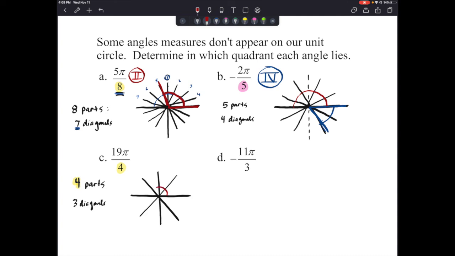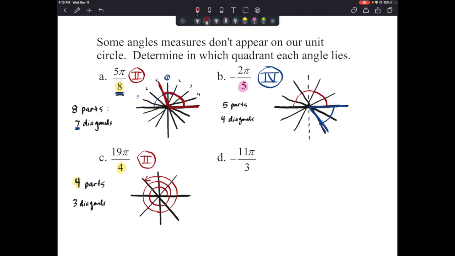So 1, 2, 3, 4, 5, 6, 7, 8. We know that that's going to be 2 pi. We'll probably have to go another 3 pi. So we're at 8, 9, 10, 11, 12, 13, 14, 15, 16. That's 2 pi and another 2 pi, so that's 4 pi. And then 17, 18, 19. So this one ends up being in quadrant 2 also.